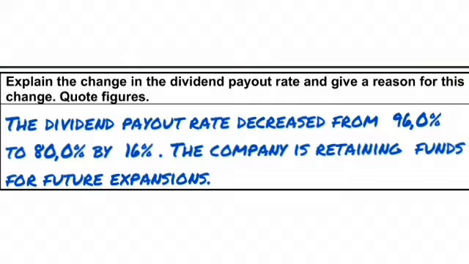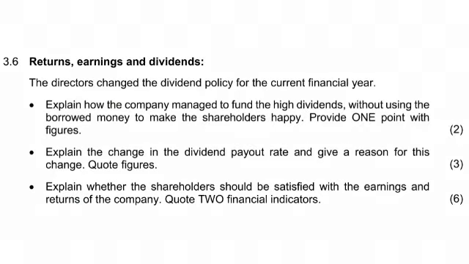This is you showing figures. Always show that calculation. Now, why do we think the company did this? So dividend payout rate is how much we are paying for each dividend that our shareholders own. So we used to pay them 96% and now we pay 80%. That means we are saving. And why would we be saving? The company is retaining funds for future expansion. So basically we are saying we are just going to keep some of our money for the business in order to be able to expand in future should we need to.